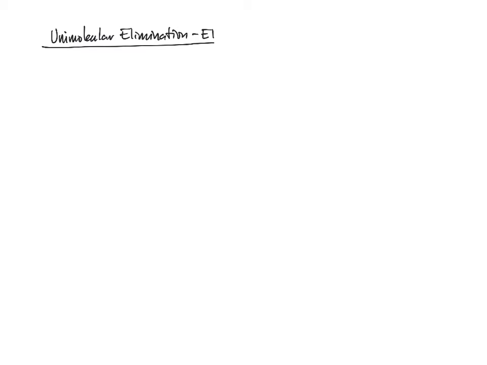So what are the promoting factors of E1? That differentiate it from, say, E2. So again, you're typically looking for a tertiary or secondary substrate, meaning that's the compound bearing the leaving group, and a polar protic solvent.